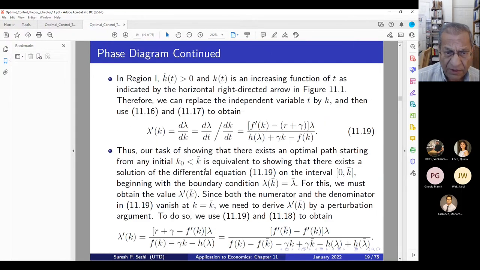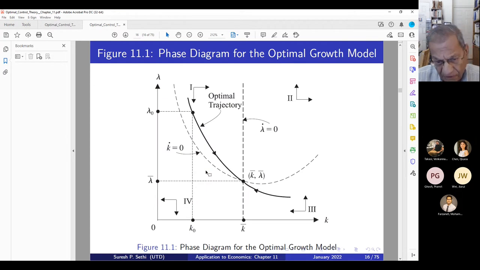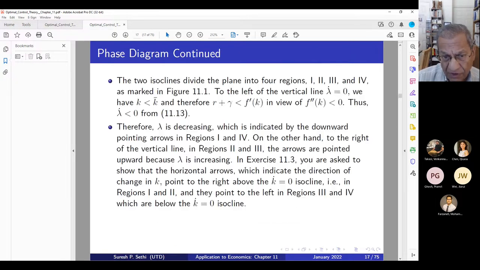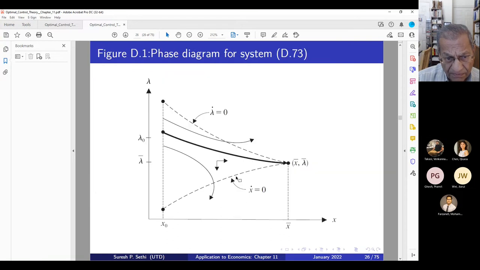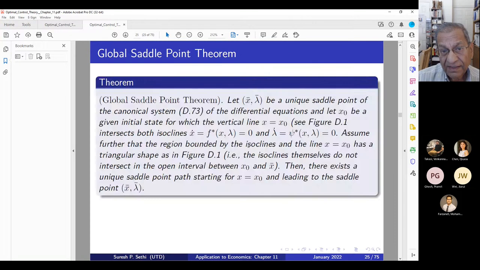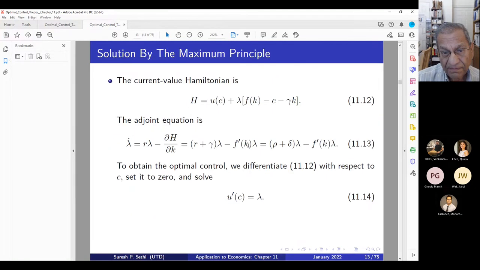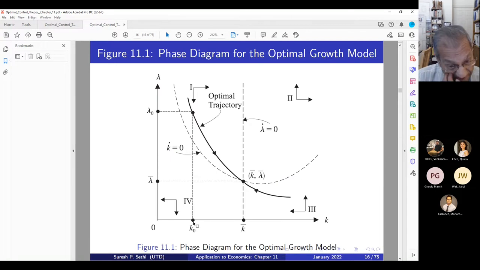So in our case, when you apply this theorem, it is a little bit complicated to apply in our case, and I'll tell you why. But it does apply. So we draw a line, so look at the theorem. We draw a line x0, and we see this triangle. Let's see what happens here. So this is our x0, which is k0, and we draw a line. It keeps going.